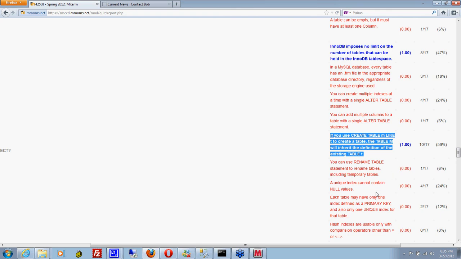This is false. A unique index can contain a null value. It can contain one null value. It can't contain two. In order to say it doesn't allow nulls, you would have to say not null, which is not automatic with a unique index. So it actually can contain one null value. And that was the next biggest one that you guys picked.